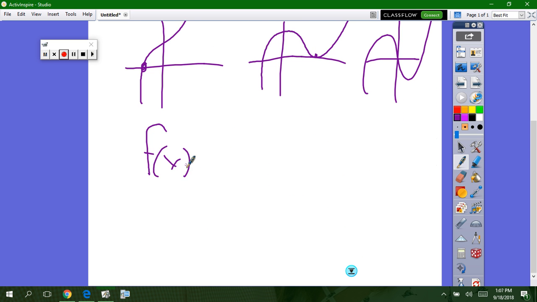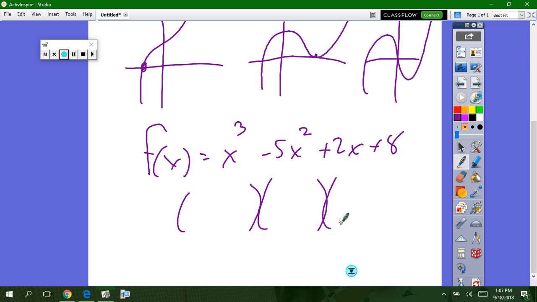Tell me again if there was x cubed minus 5x squared. Okay, now I do know there's 3 zeros, and even if they are imaginary zeros, I can still write those as a linear factor. Okay?